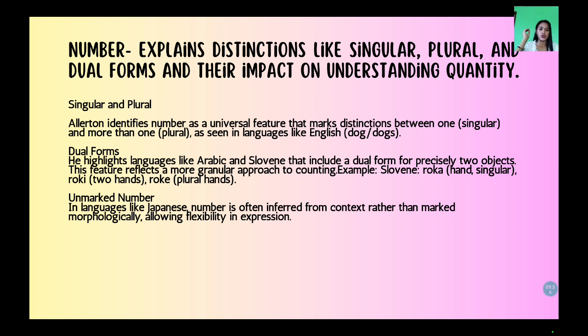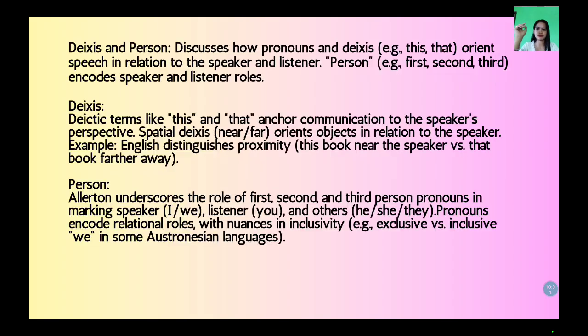Example, Russian: ruka, hand, is singular. Ruki, two hands. Ruk, plural hands. In unmarked number, in languages like Japanese, number is often inferred from context rather than marked morphologically, allowing flexibility in expression.